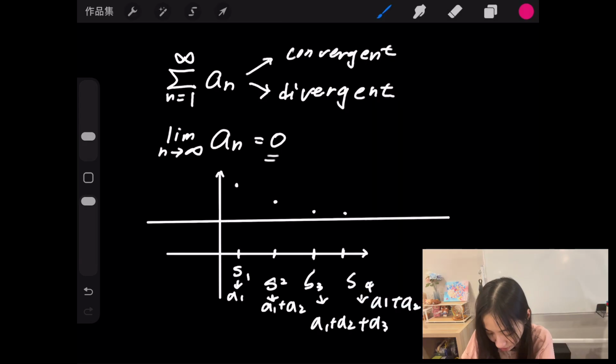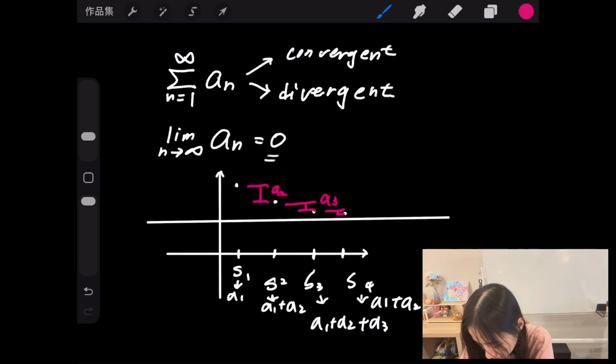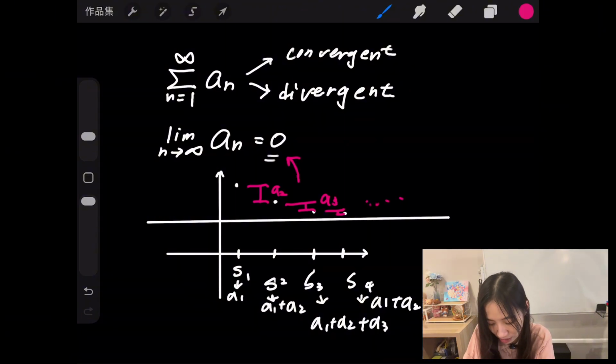Here you can see the distance will be your a2. Here will be your a3, a4, something like that. The distance is going to be smaller and smaller, right? So that means as n approaches infinity, your a_n will eventually be 0. You can use this way to detect.